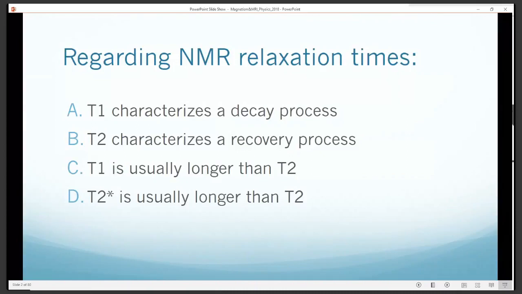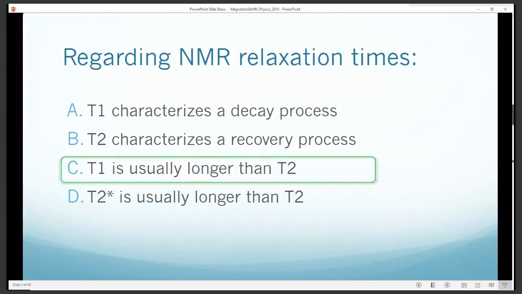Okay, I think we can go ahead and review the answer. The correct answer is C. T1 is usually longer than T2.